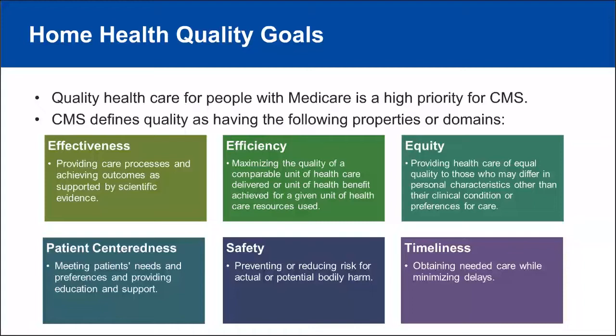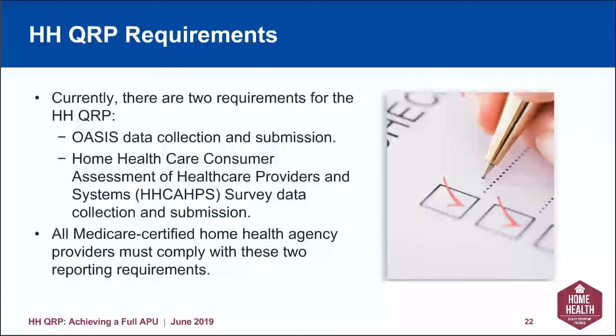CMS holds quality health care for Medicare beneficiaries as a high priority, and to that end, we define quality in the following areas: effectiveness, providing care processes and achieving outcomes as supported by scientific evidence; efficiency, maximizing the quality of a comparable unit of health care delivered or unit of health benefit achieved for a given unit of health care resources used; equity, providing health care of equal quality to those who may differ in personal characteristics other than their clinical condition or preferences for care; patient-centeredness, meeting patients' needs and preferences and providing education and support; safety, preventing or reducing risk for actual or potential bodily harm; and timeliness, obtaining needed care while minimizing delays.